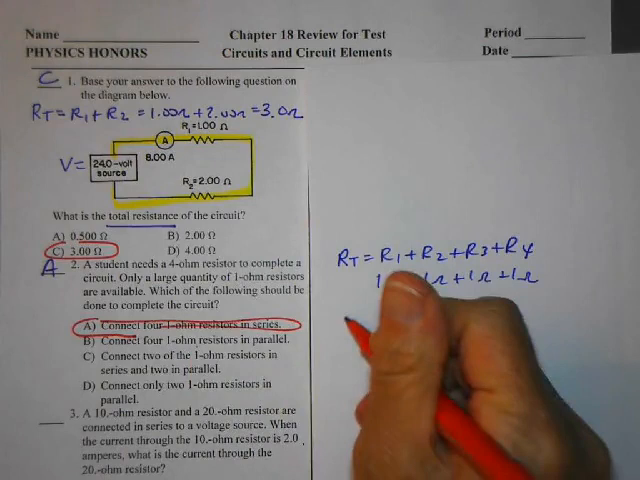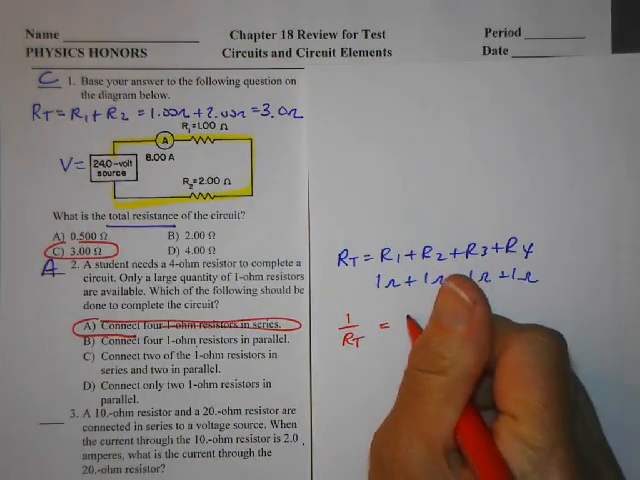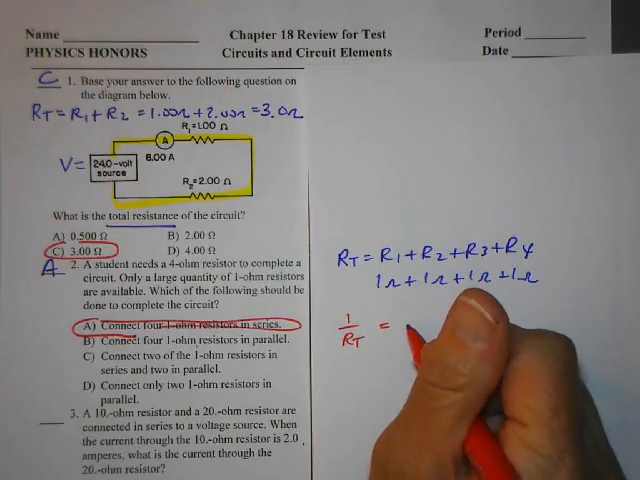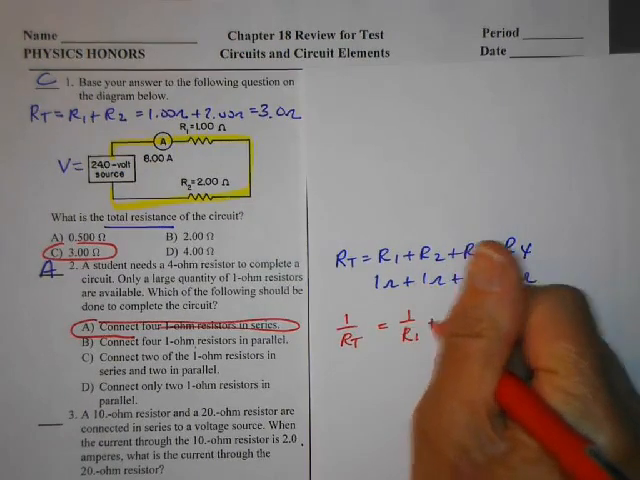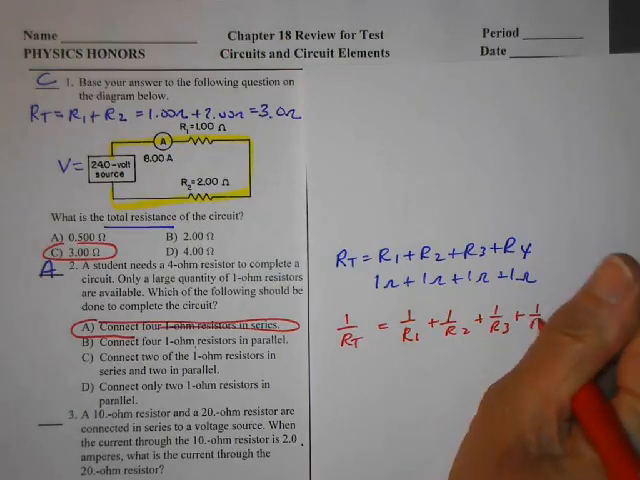If they were in parallel, it would be 1 over RT, and then that would be like 1/4. Because it would be 1 over R1 plus 1 over R2 plus 1 over R3 plus 1 over R4.